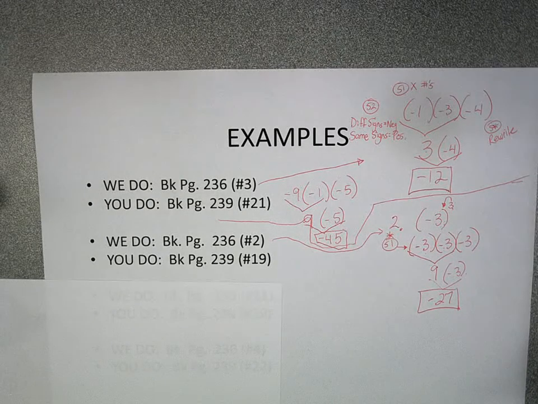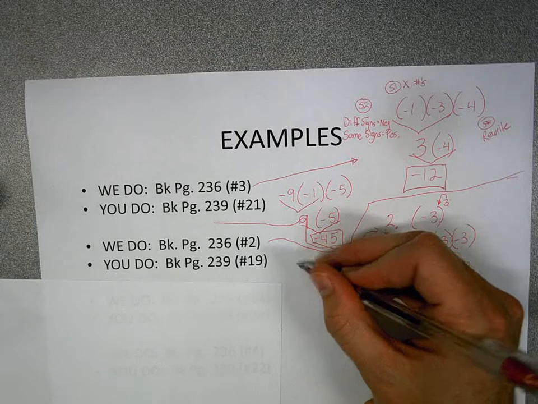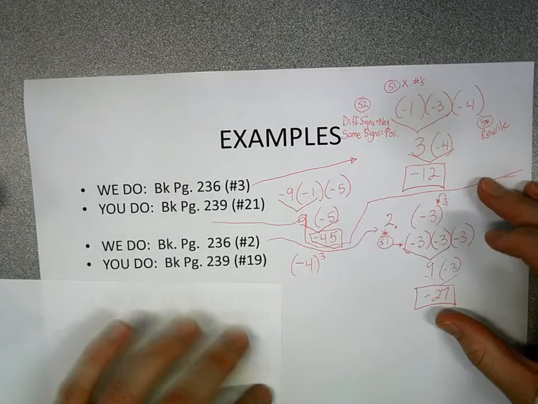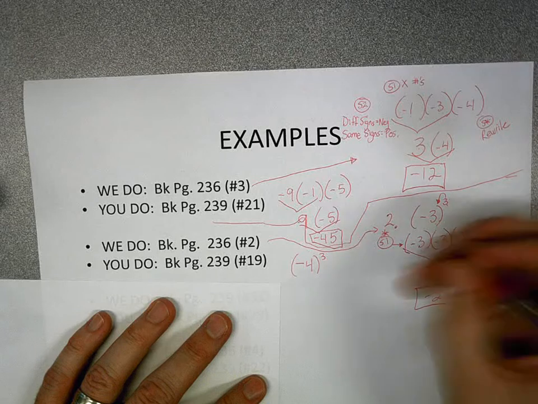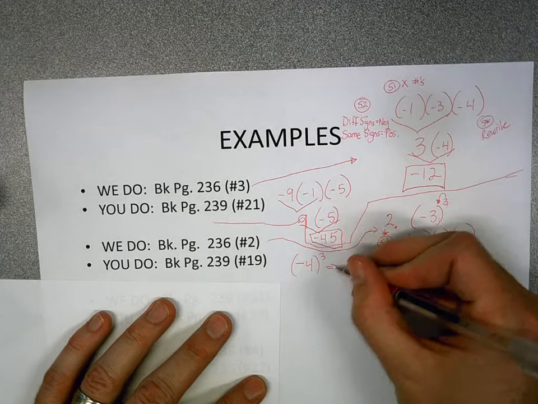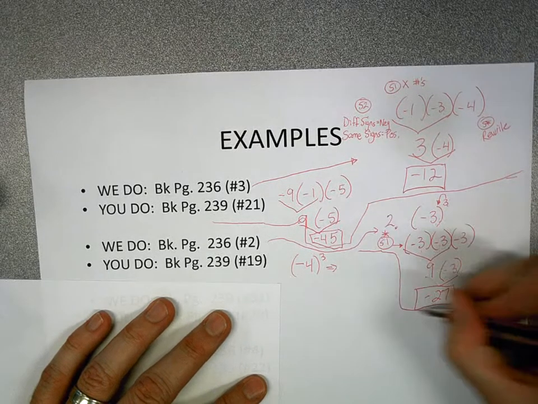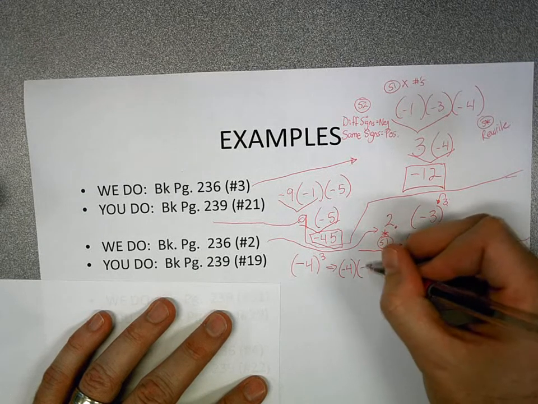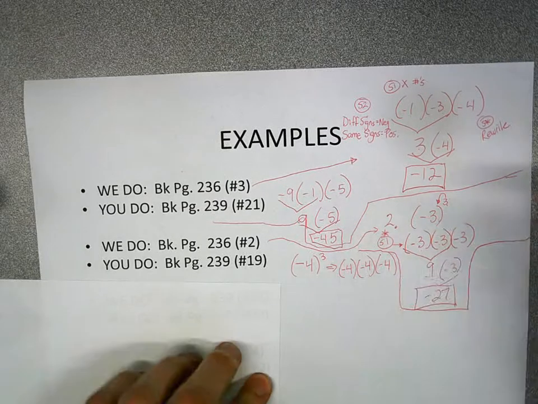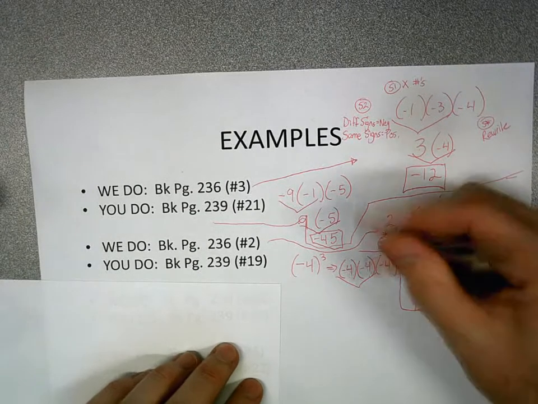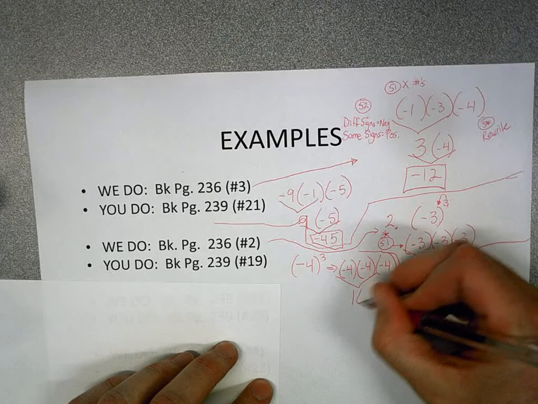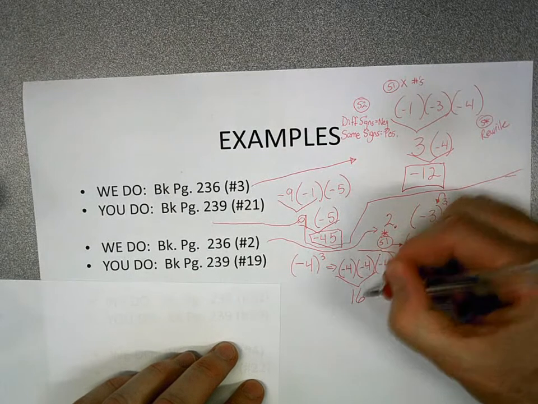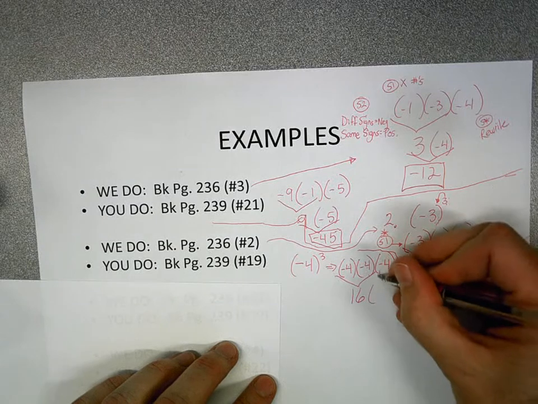All right, so on page 239, problem 19, looks a little like this. Negative 4 cubed. So here we go. I'm going to write down this problem in expanded form. So we have negative 4 times negative 4 times negative 4. I take a look at the first two, going left to right. I ignore the signs. 4 times 4 is 16. They're both negative, so our answer is positive. Okay, I bring down my negative 4.